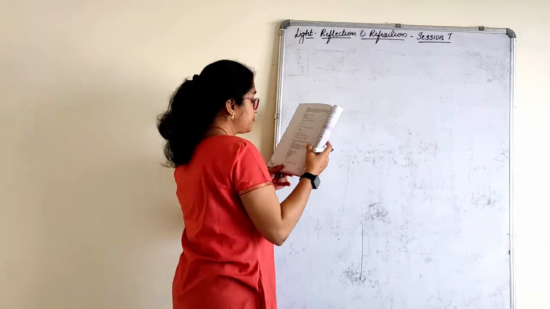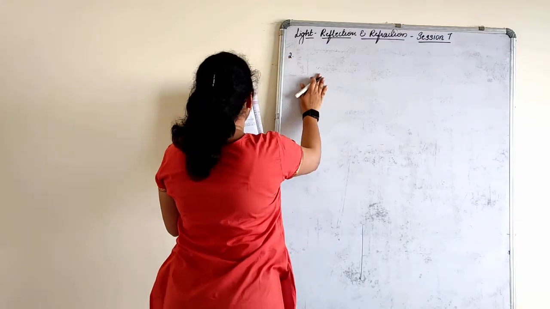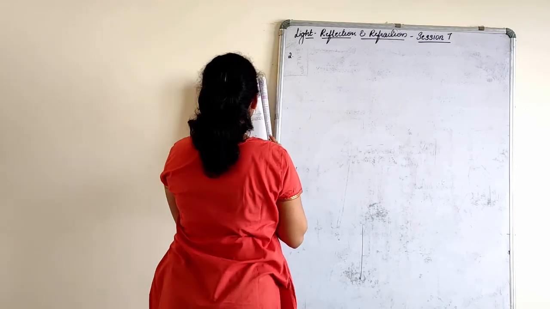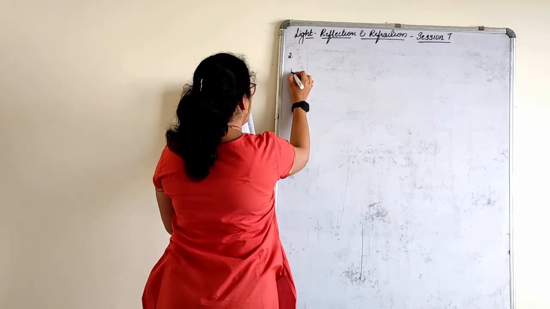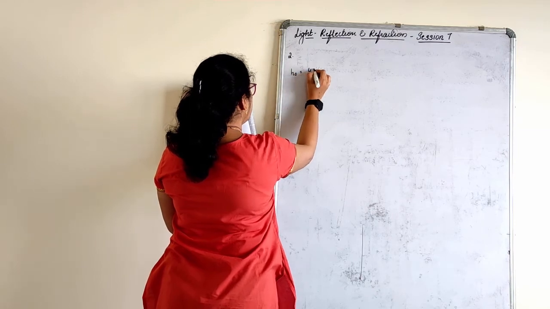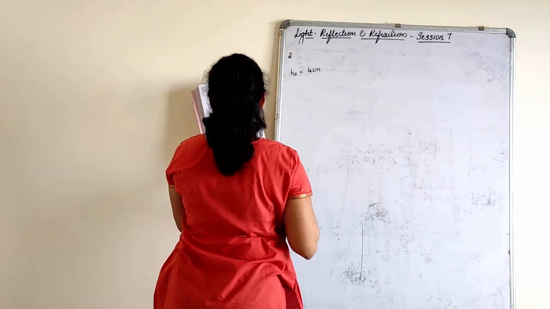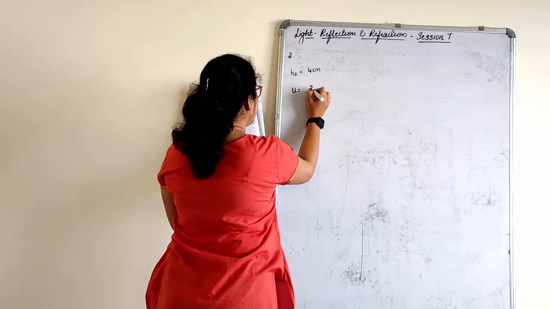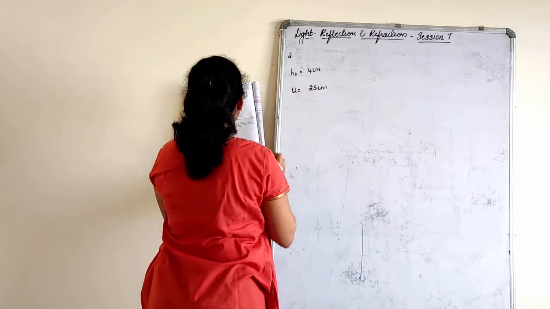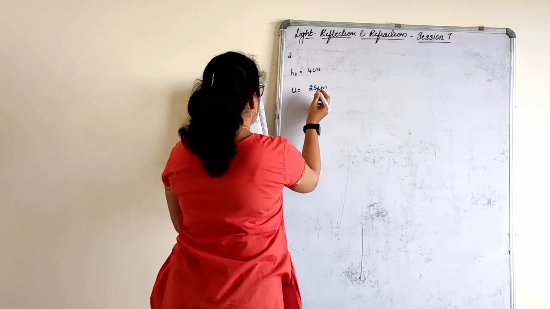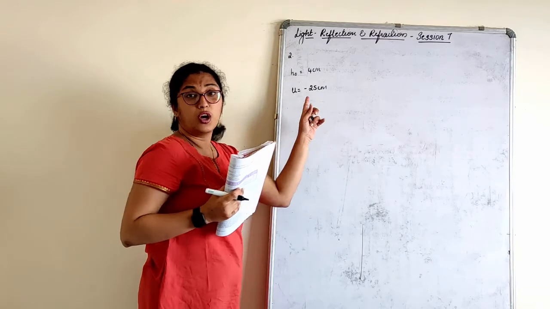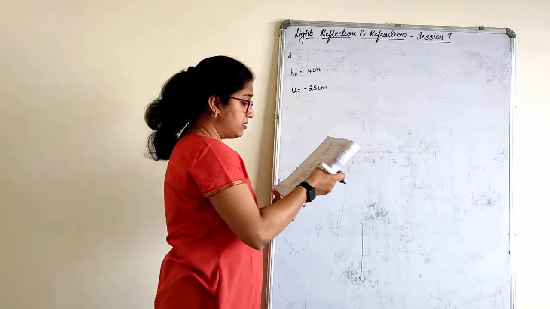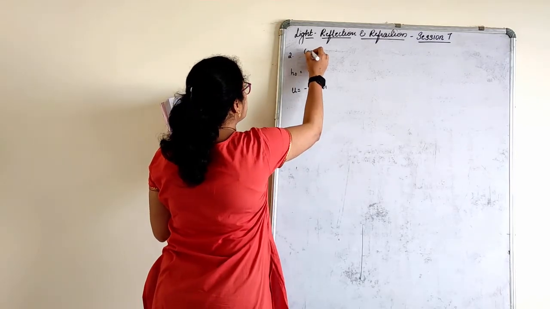The next one, second one. No, they are still not mentioned. Let's go on writing the given. An object 4 centimeter in size. So height of the object is equal to 4 centimeter. Placed at 25 centimeter in front of a concave mirror. So 25 centimeter. Object is always placed to this side, right? So U is always minus. What type of a mirror is it? It's a concave.